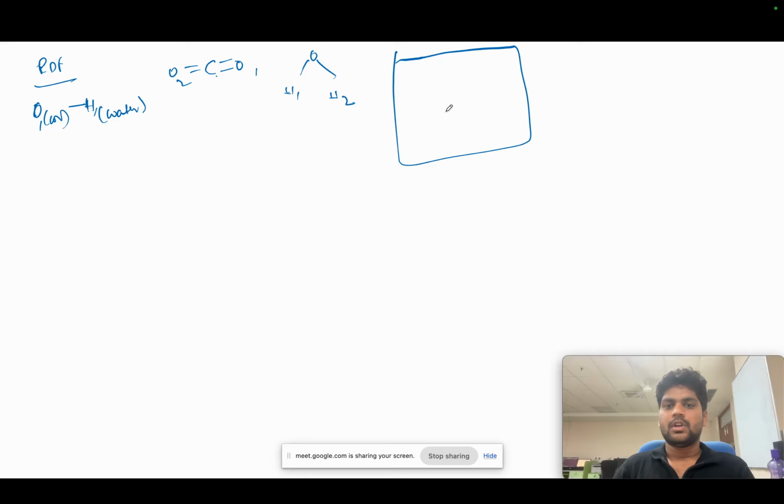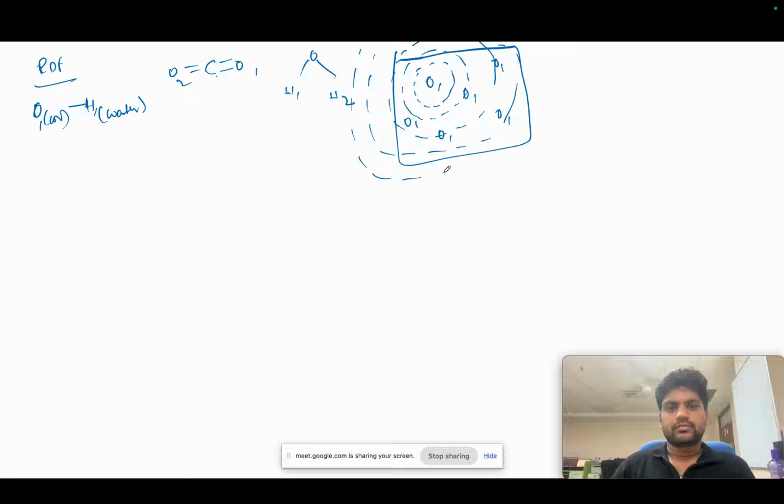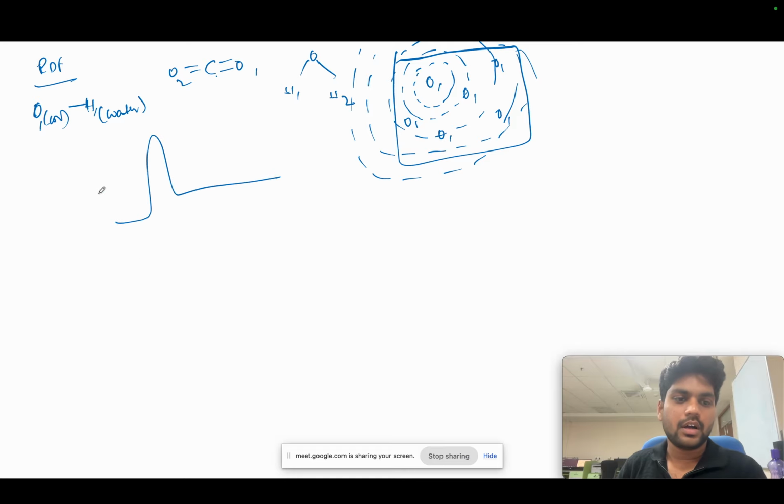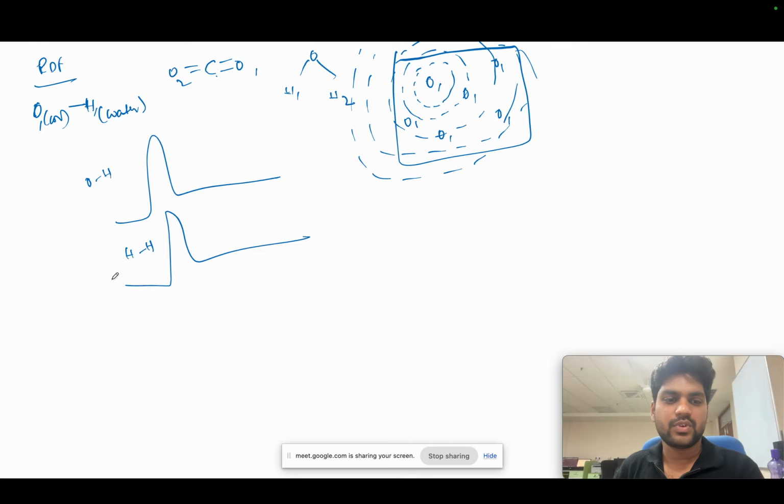Now in the given system, suppose there are oxygens O1, O1, O1, O1, O1, I'm just writing it. Around this O1 we will make circles for the RDF. We will understand how many water H1 are closer to this O. We will get one graph. This is for the OH, and this will be for the HH of water, I mean how many H2 are related to the H1.